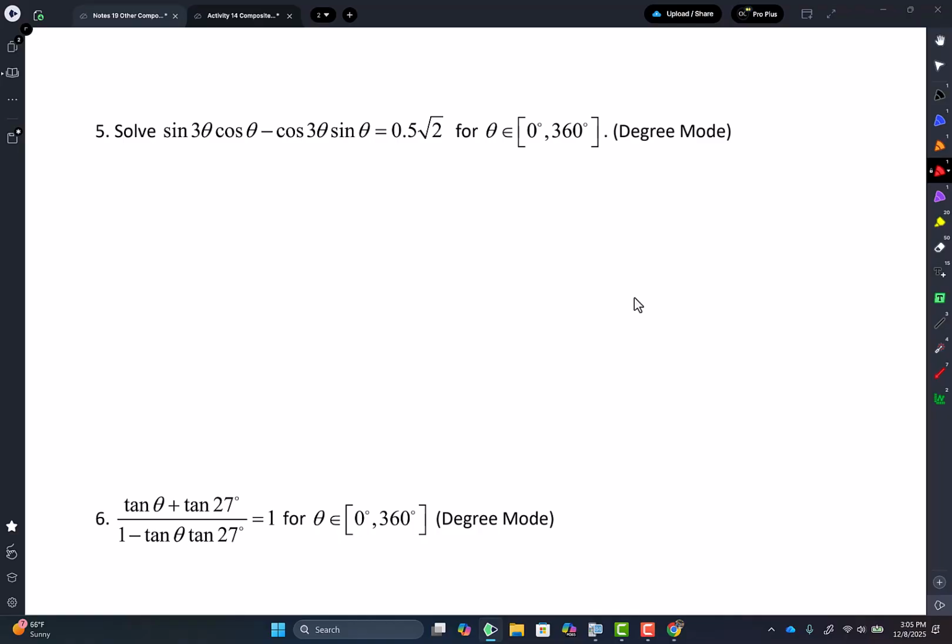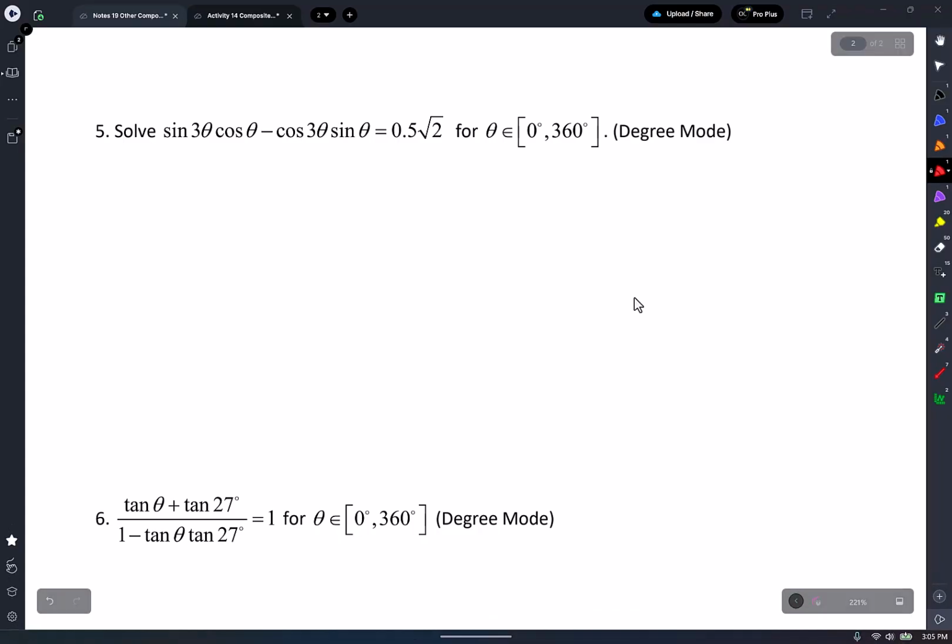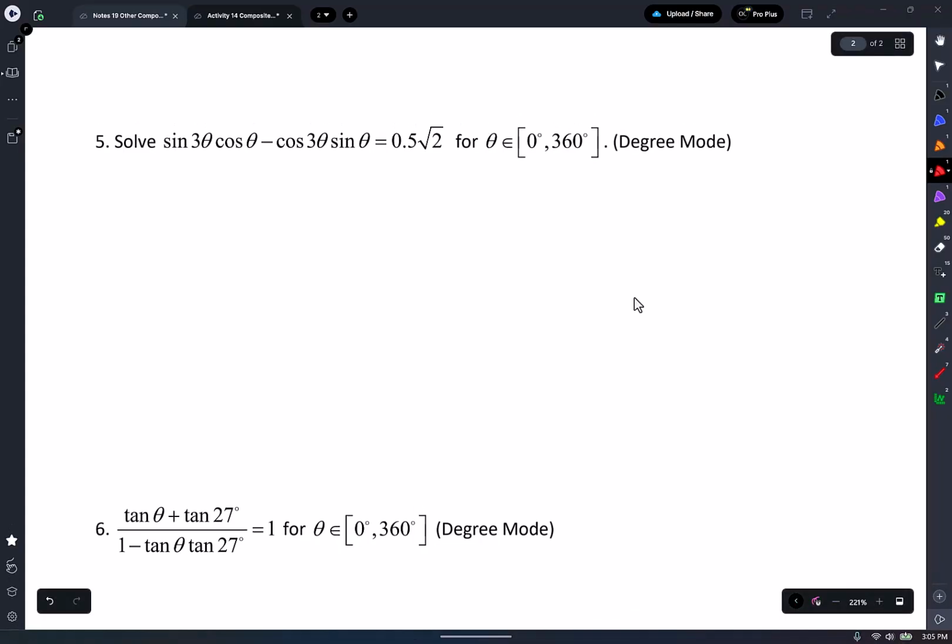All right, number 5. What mode am I in? Degree. Go ahead and put your calculator in degree mode just in case we use it in a little bit. But you don't have to.